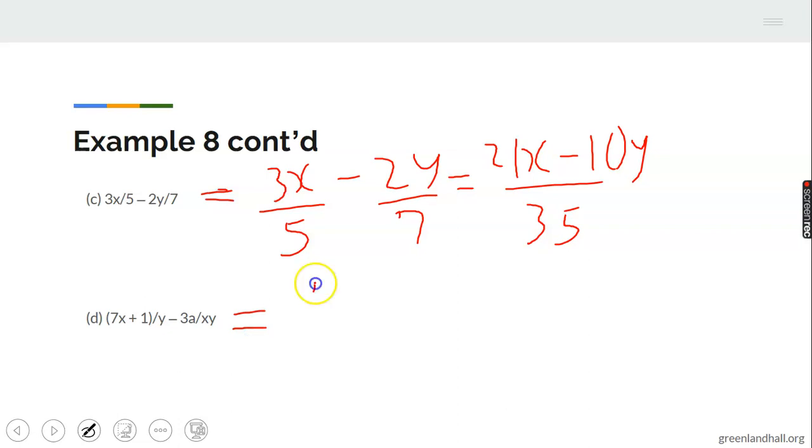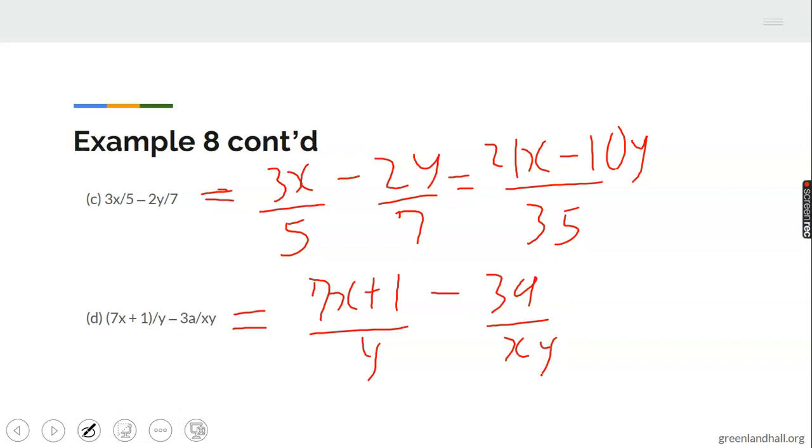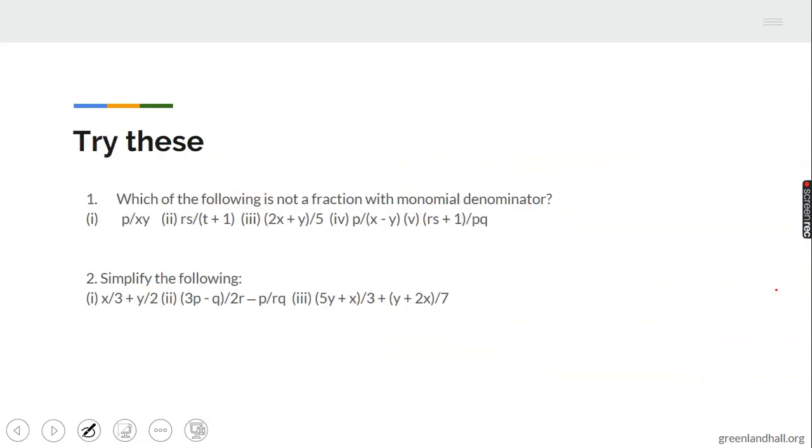The next one, 7x plus 1 over y minus 3a over xy. So what is the LCM? The LCM is xy. So we just multiply x with this. That will be 7x squared plus x minus 3a. That will be your answer. Okay, just try this and get back to me.